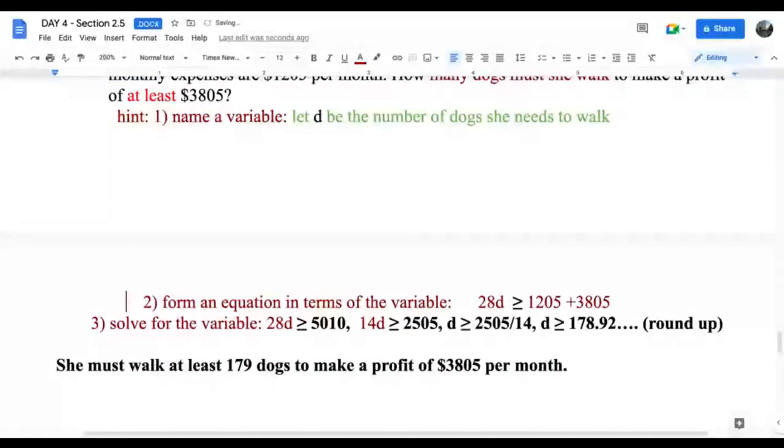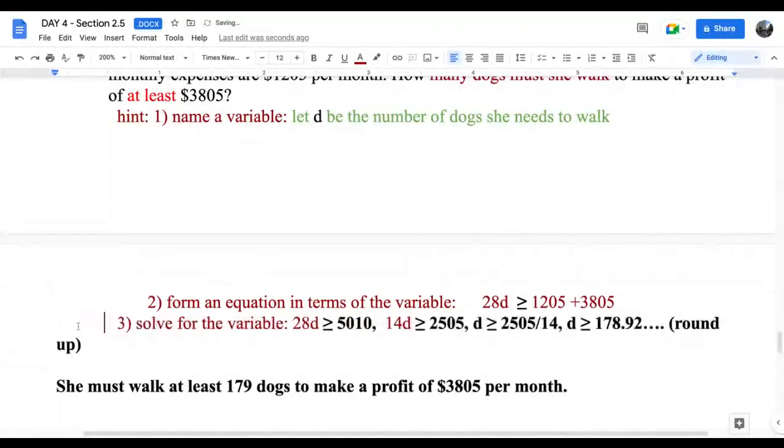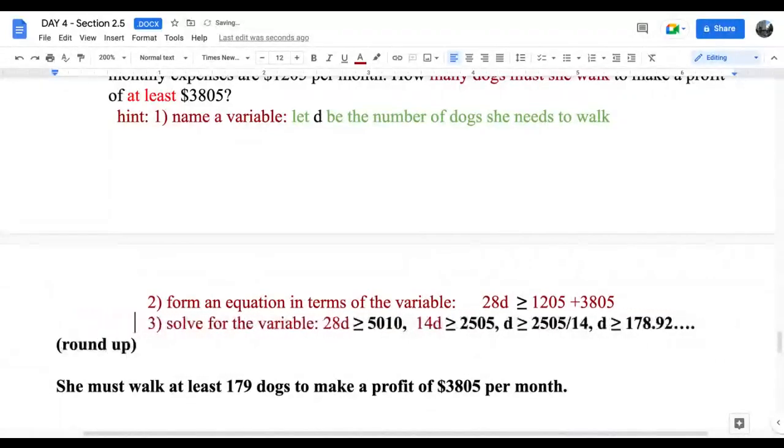So D represents how many dogs she has to walk to make the profit. The second step would be to form an inequality, right? Not form an equation, form an inequality, in terms of variable D.